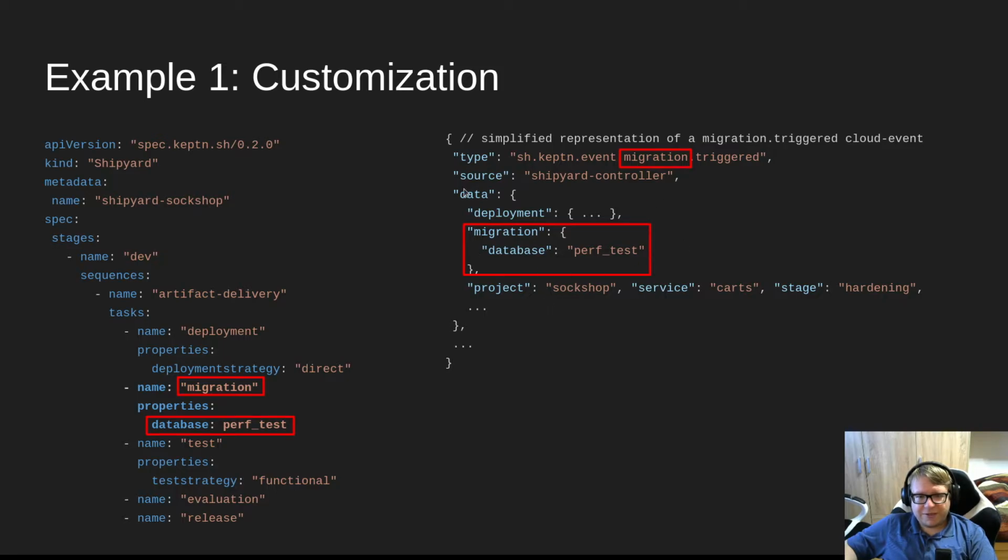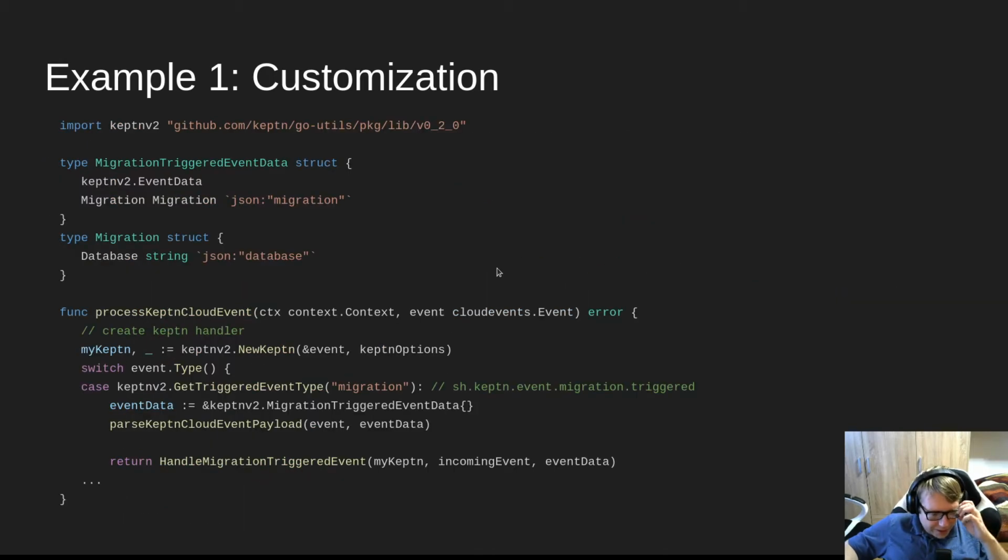So if you look back here, we have the data that's Keptn cloud event specific, and we have the migration data here. All right, and then somewhere in your process Keptn cloud event function that's provided by the service template, you would have a switch for the event type, and you would say if the event type is of migration, even better, triggered migration. This is a helper function here, and essentially this helper function just converts it into the string sh.keptn.event.migration.triggered. That's about it.